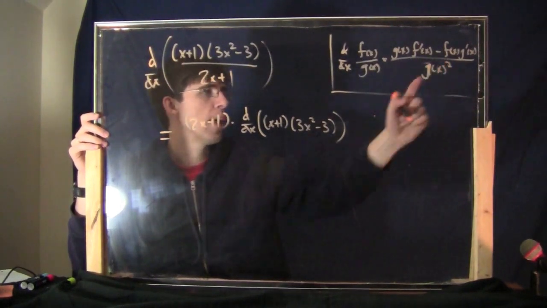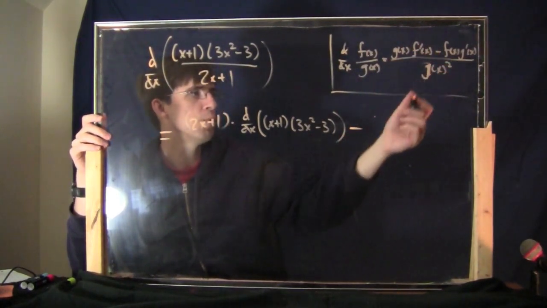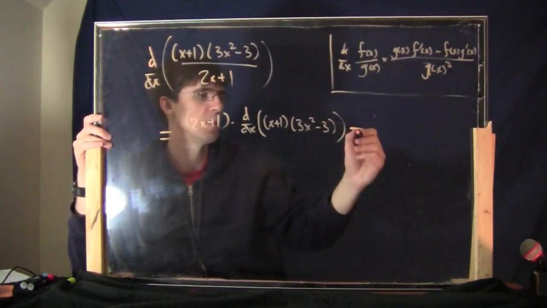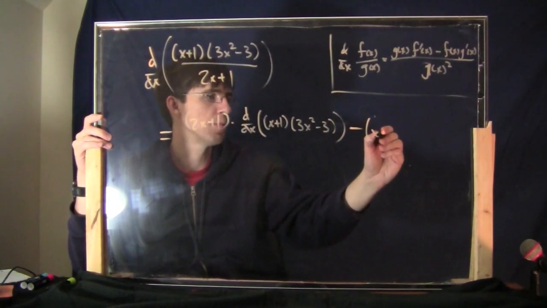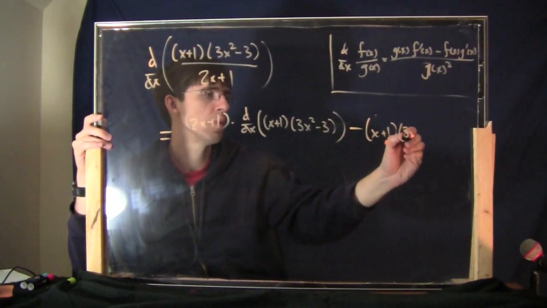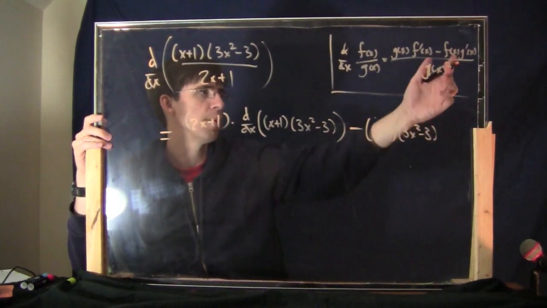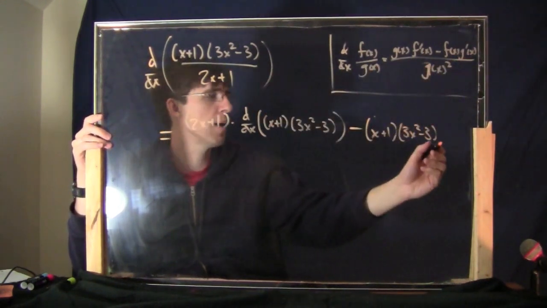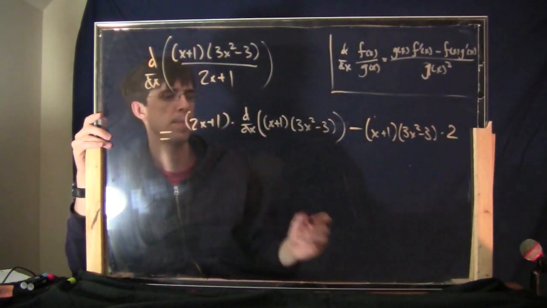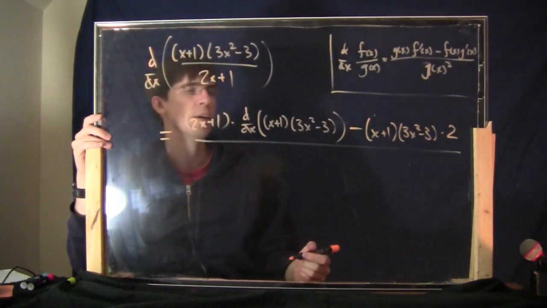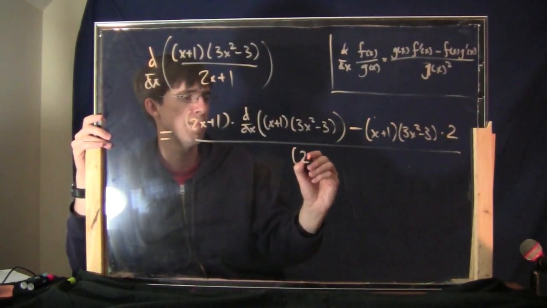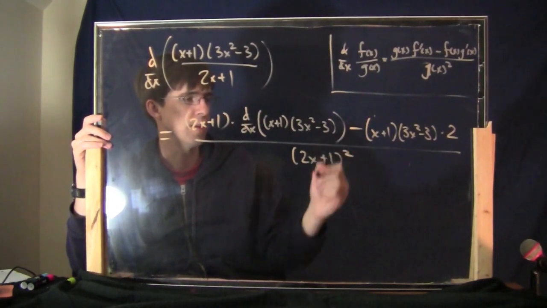In any case, what happens in the rest of the quotient rule here is going to be minus f of x, which is the top. That's x plus 1 times 3x squared minus 3. That was the top as is, times the derivative of the bottom, which is 2. All right, and then everything divided by g of x squared. That's the bottom squared like that. Okay?